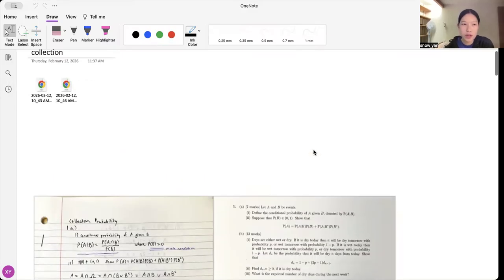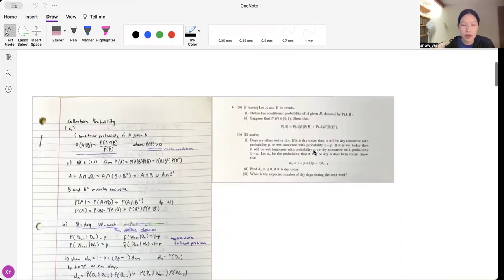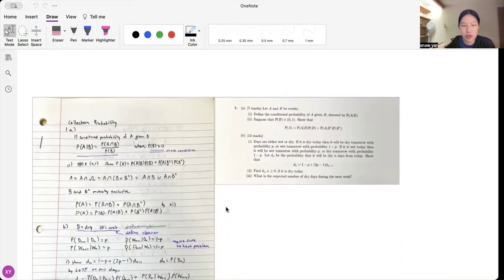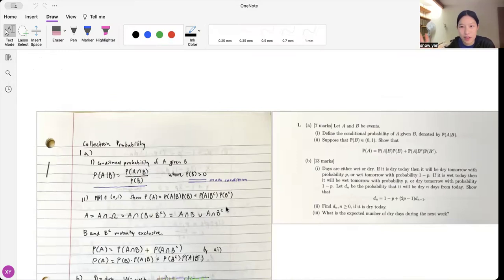Okay, so let's go over the collection for probability and walk through the solutions for each. I haven't actually reviewed what I did for this, so it's going to be figuring it out on the spot. For question one, we have: let A and B be events. Define the conditional probability of A given B, denoted by P(A|B). It's basically P(A and B) divided by P(B), where P(B) is greater than zero.